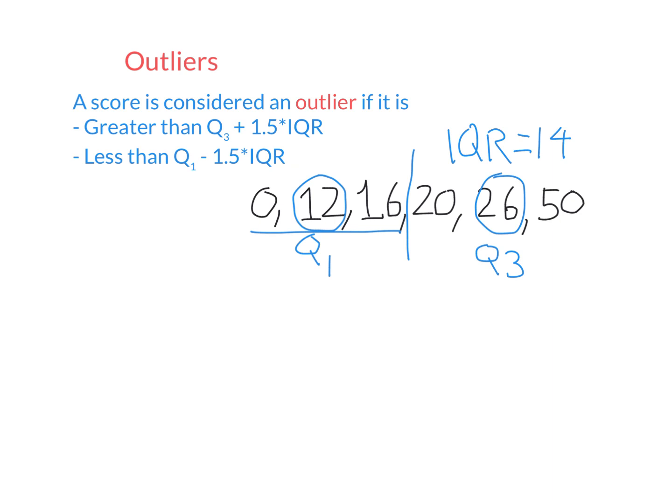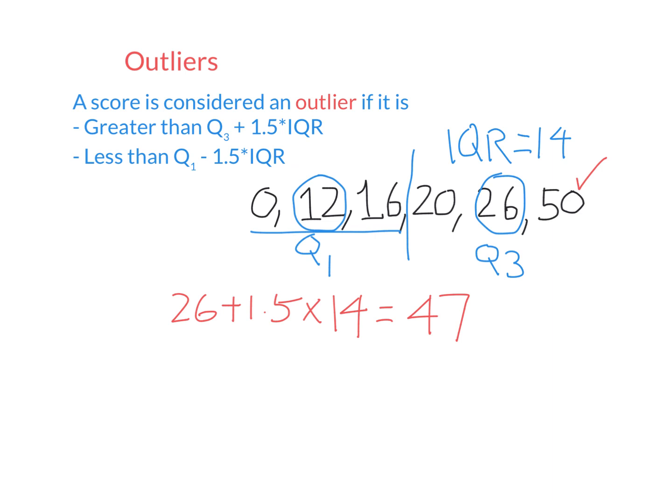So a score will be an outlier if it's greater than Q3 plus 1.5, it's always 1.5, times the interquartile range. So if you put that on your calculator, you would get 47. A score is an outlier if it is greater than 47. 50 is greater than 47, therefore it's an outlier.